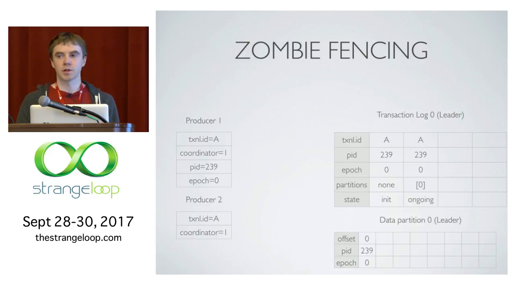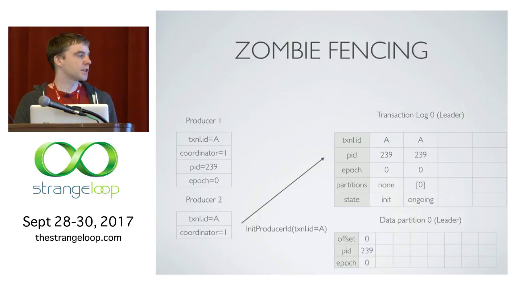and just like before, because it shares the same transactional ID, it's going to get mapped to the same coordinator. And it's going to also call this init producer ID. And this is where we bump up the epoch. And we begin to abort. So there was an ongoing transaction, and we start the abort process.